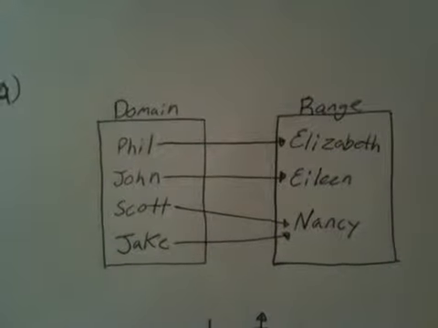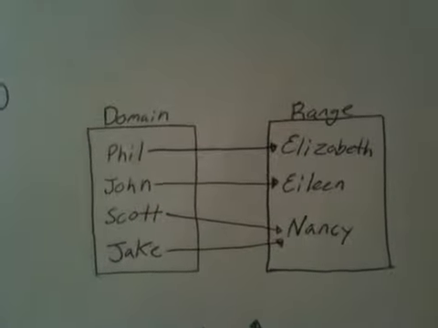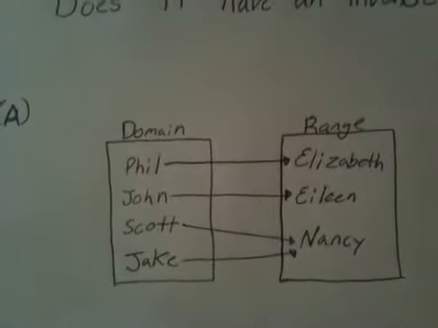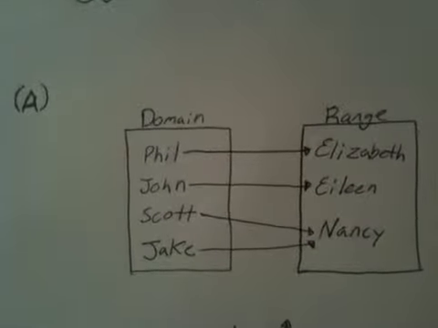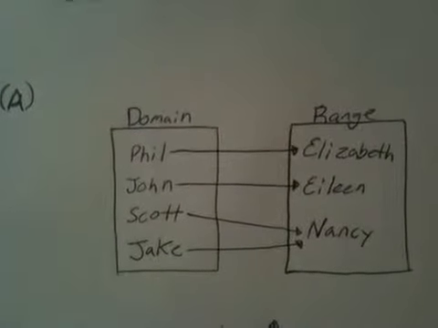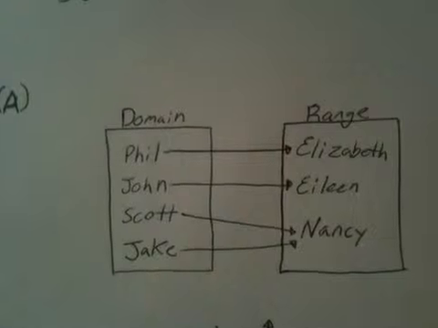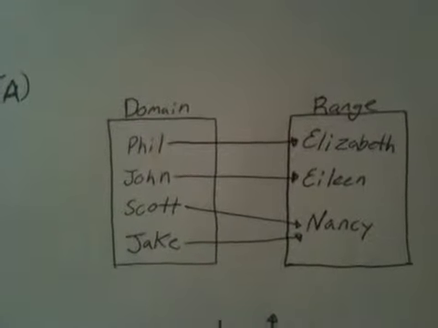But now we must check the range half. We have Elizabeth to Phil, Eileen to John, Nancy to Scott, and Nancy to Jake. Since Nancy goes to both Scott and Jake, this cannot be a 1-to-1 function, since for the y there are more than one x, or for the range there is more than one domain.